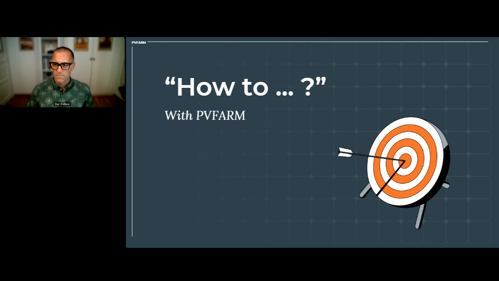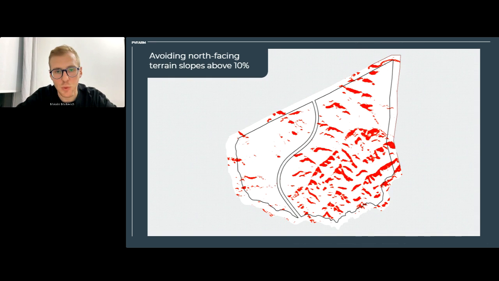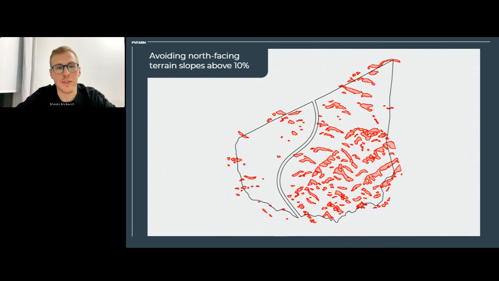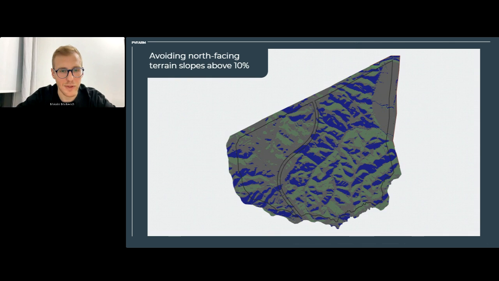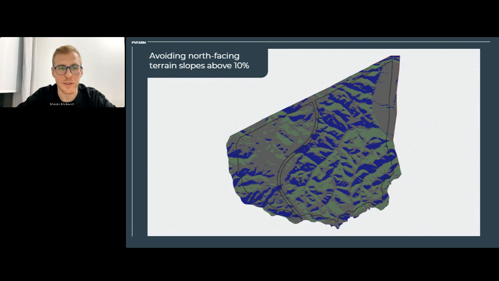Yep. Thank you, Ben. So we're going to talk a little bit about a bunch of questions we receive constantly, and I will explain how those can be addressed in PVFARM, maybe even give a bunch of options. Let's start with the first one, actually quite a popular one: how to avoid north-facing terrain slopes above 10%, for example. Just an example, right? The requests can be different based on energy considerations, clients' preferences, etc.